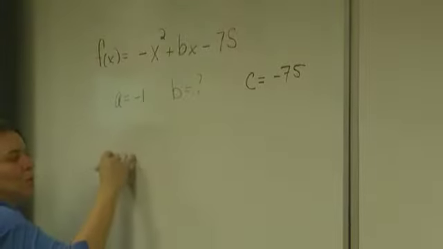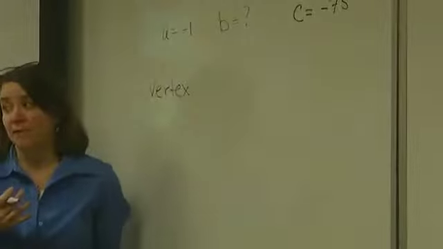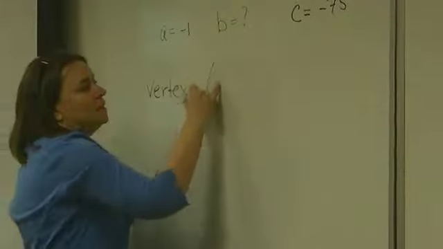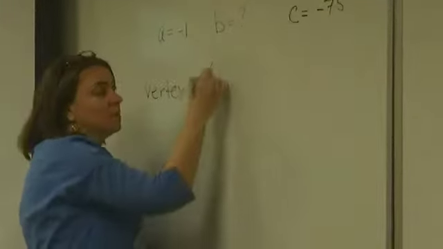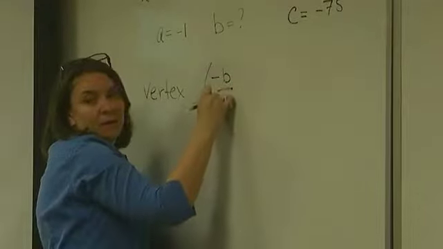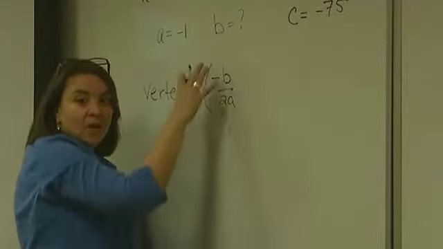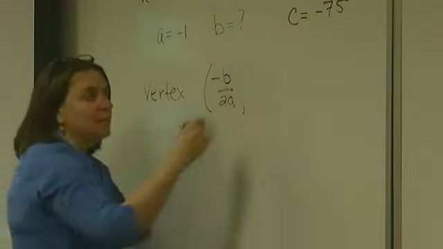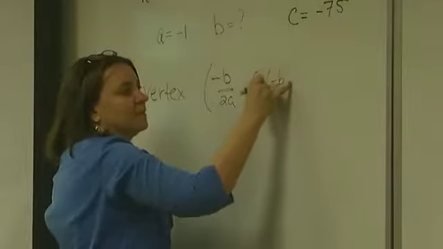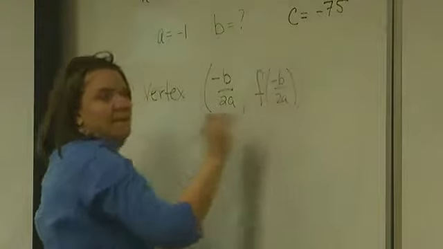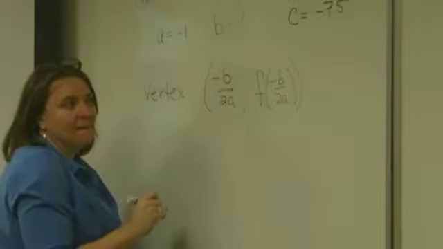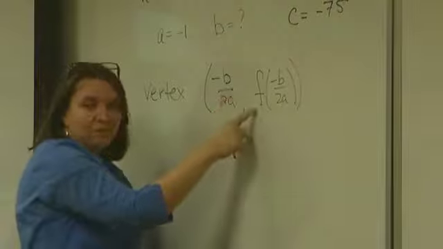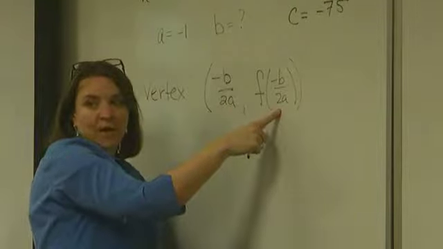But we know what we want the vertex to be. Once we know B, we'll take the opposite of B over twice A, and that's our x value. We'll get a number there, and whatever that number is, we'll plug it back in. And we want f of -b over 2a to be exactly 25.